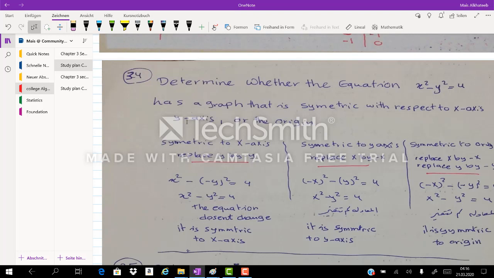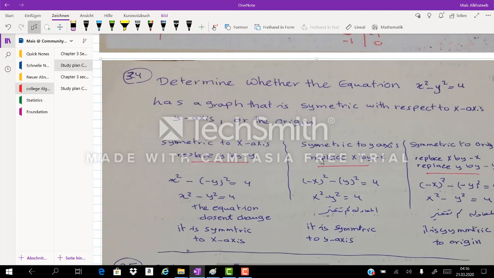Symmetric to the x-axis, by definition: we replace y by minus y, and if the equation doesn't change, then it is symmetric to the x-axis. That means I replace y by minus y in this equation, so it will be x squared minus y squared equals 4. The equation doesn't change in this case, so it's symmetric to the x-axis.